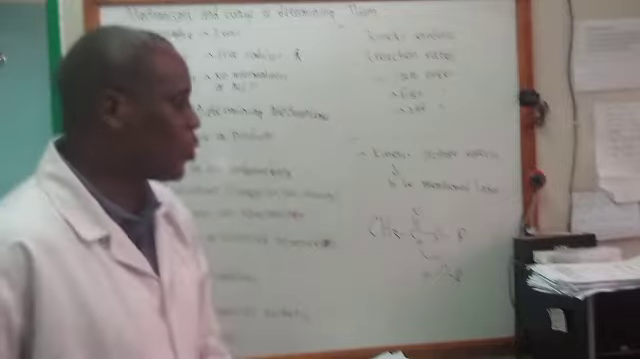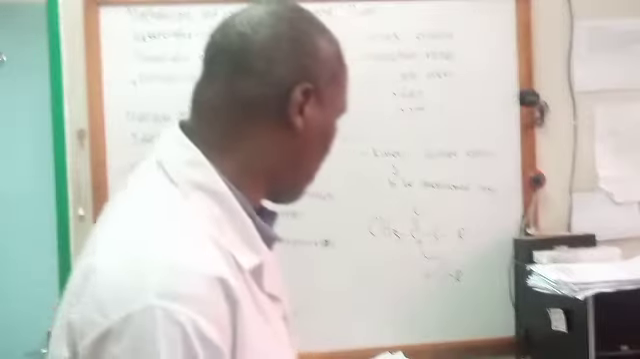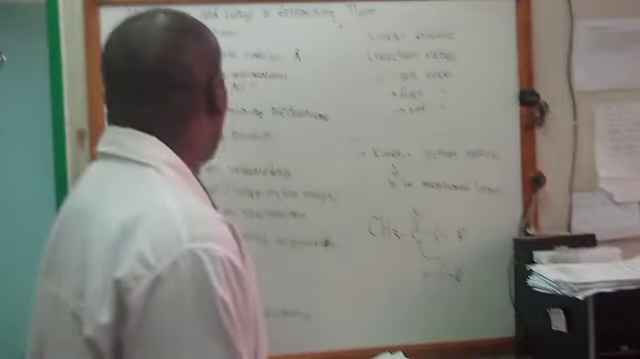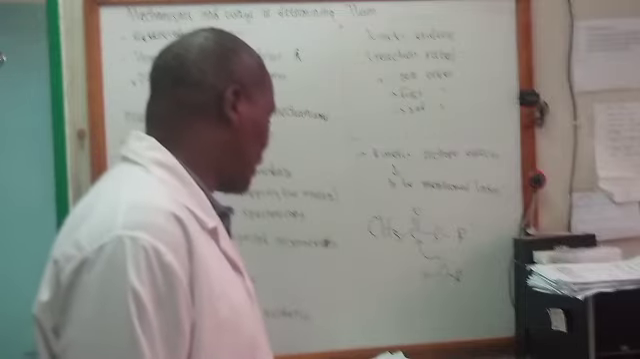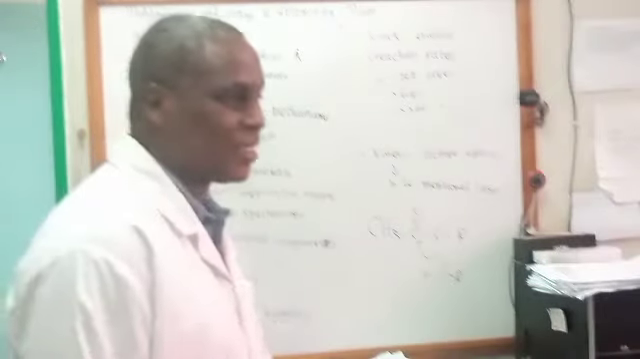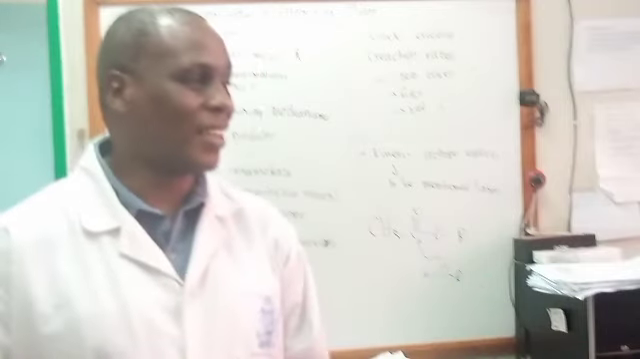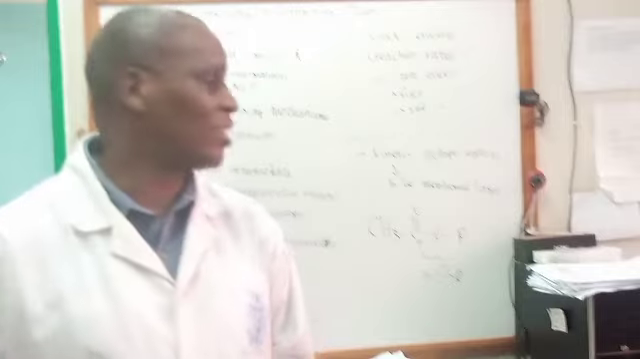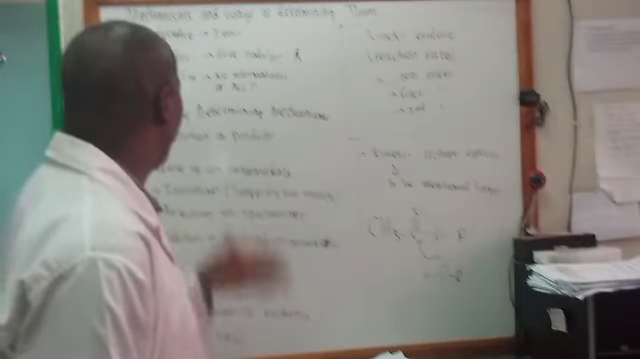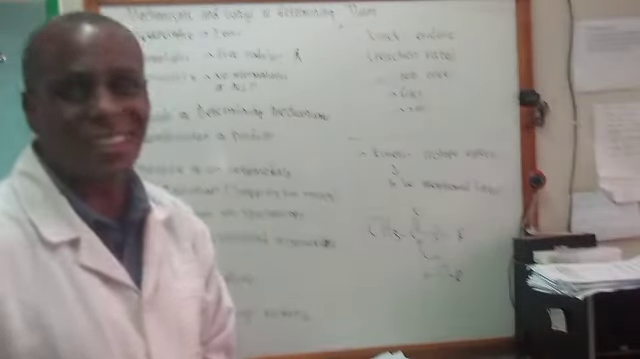As I mentioned, you look at this chapter in Jerry March, chapter 6, mechanisms and ways of determining them. Chapter 6, that is page 296. So I really hope you've enjoyed this short lecture session on mechanisms and ways of determining them.